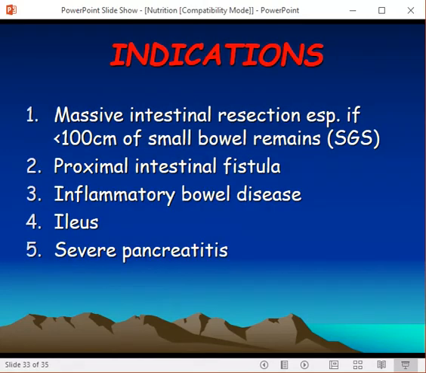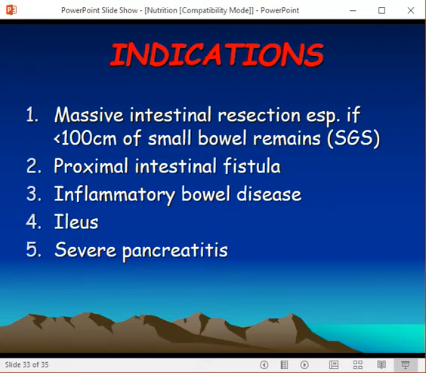Now, what are the indications of this parenteral nutrition? Massive intestinal resection, especially if there is less than 100 centimeters of small bowel. There is a short gut syndrome. There are so many causes of this short gut syndrome.